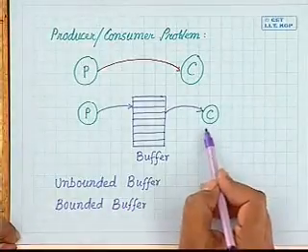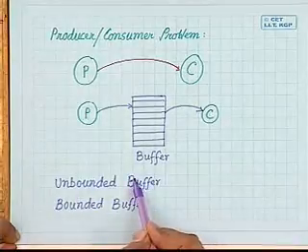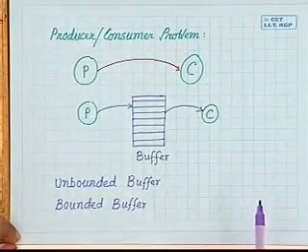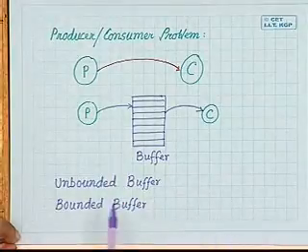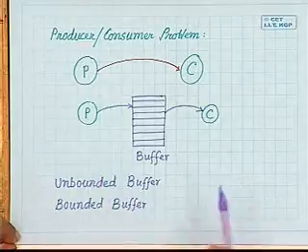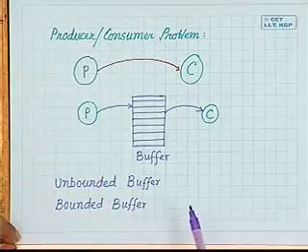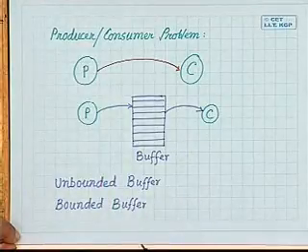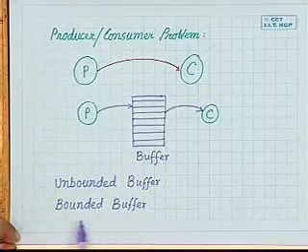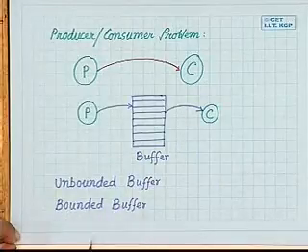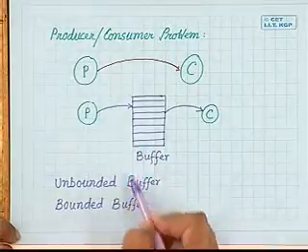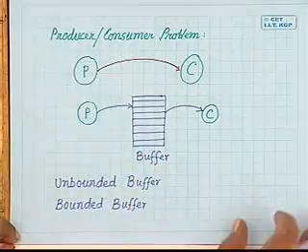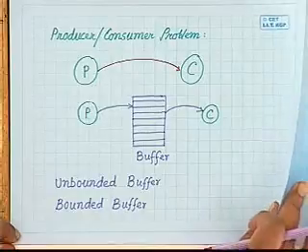Obviously, even in case of the unbounded buffer problem, the consumer may have to wait if the rate of consumption is higher than the rate of production. But for unbounded buffer, the producer will not have to wait, because the producer will always find some empty space where the new item can be placed. In case of bounded buffer, the producer may have to wait, as well as the consumer also may have to wait.